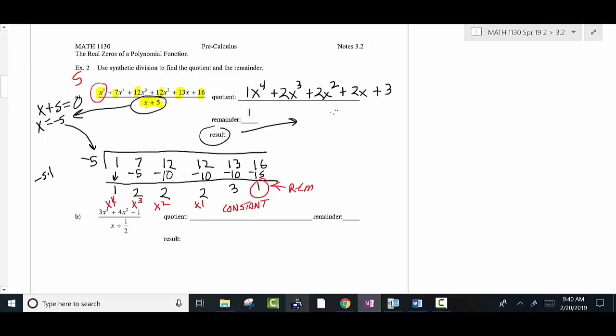like this. Okay? So you have to write it as x to the 4th plus 2x to the 3rd plus 2x squared plus 2x plus 3. And then your remainder is 1, so you have to say plus 1 over x plus 5. Okay, that is your remainder that goes there, the x plus 5 is what you divided by. We call that the divisor. So you want to know what the quotient is. That's important, what the remainder is, and how to write the result of that division problem.